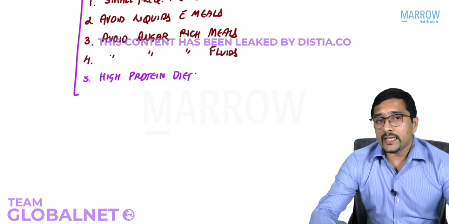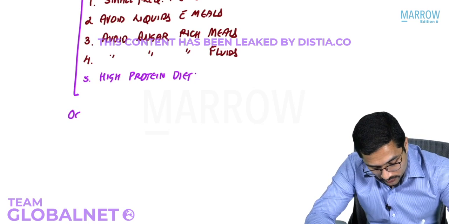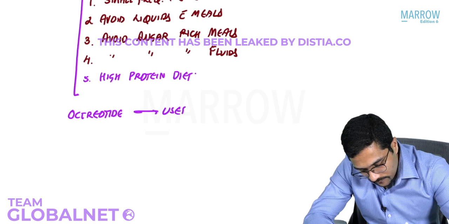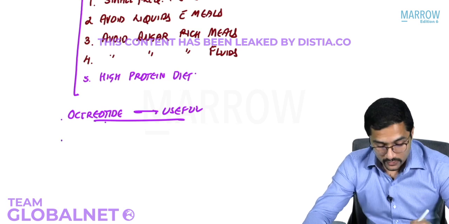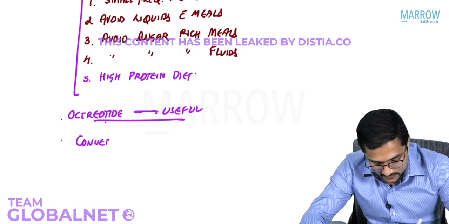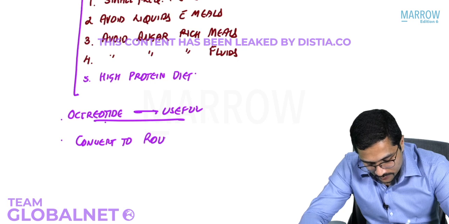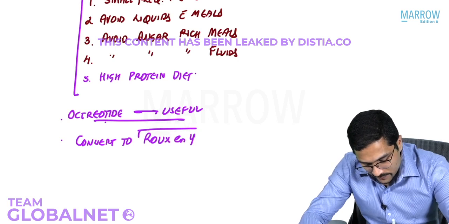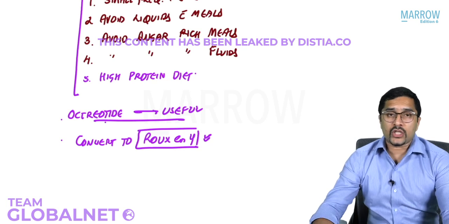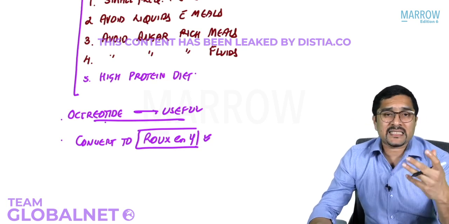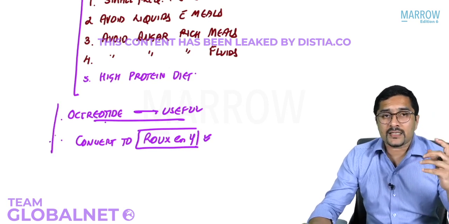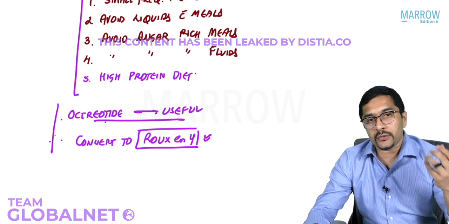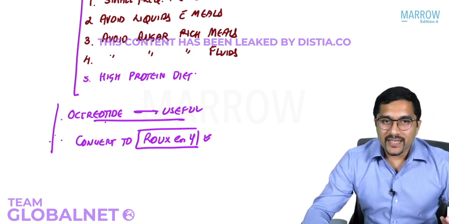Now, if the patient has started developing dumping syndrome, octreotide can be used. Octreotide is useful in treating dumping syndrome. If octreotide is also not useful, then we can convert the surgery. The last ditch attempt is to convert to Roux-en-Y. It has been seen that in patients with Roux-en-Y gastrojejunostomy, the incidence of dumping is less than in Billroth 1 and Polya. That is the last ditch effort if the patient is not responding to the changes. So that was regarding dumping syndrome.